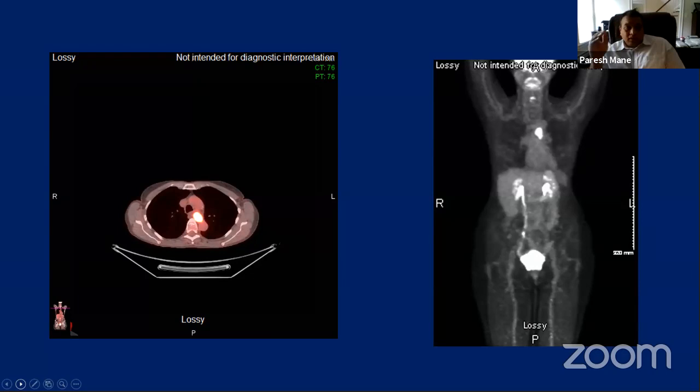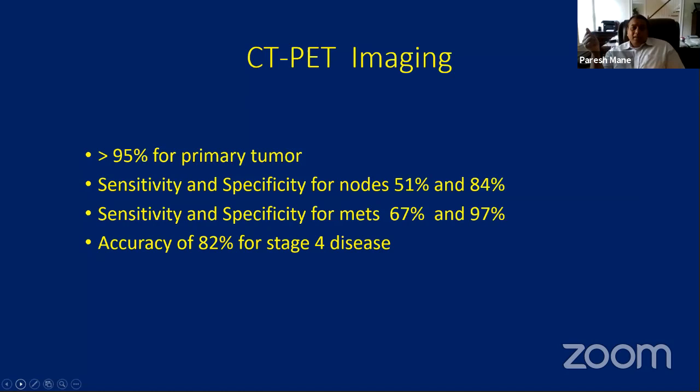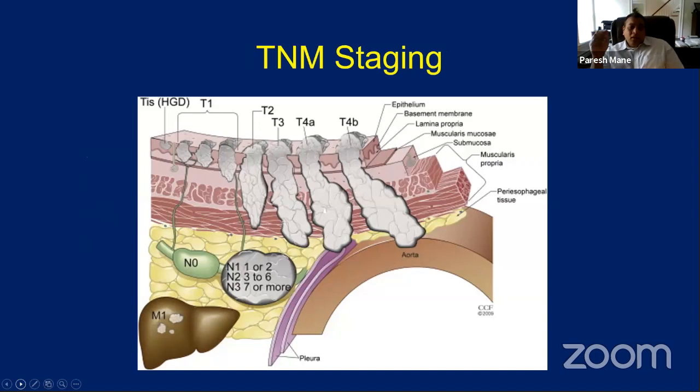So CT, PET imaging, primary tumor gets picked up in more than 95%. The sensitivity and the specificity for nodes is 51 and 84. What that means is it's very good at saying nodes are not there versus nodes are there, because the specificity is 84%. Same thing for mets. It's very good at saying mets are not present versus mets are present, and has an accuracy of 82% for stage 4 disease. Now let's go to the TNM staging of esophagus cancer.